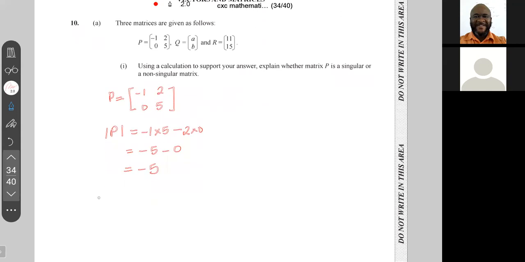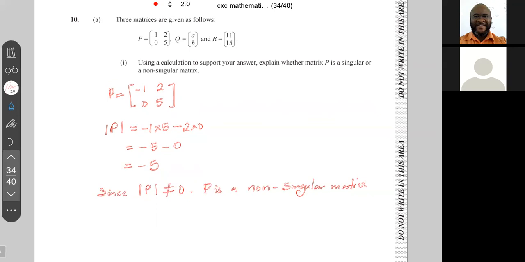So since the determinant of P is not equal to 0, P is a non-singular matrix. All right, so for P to be singular, the determinant of P had to be 0. So once the determinant of P is not 0, P is a non-singular matrix. Let's turn the page.